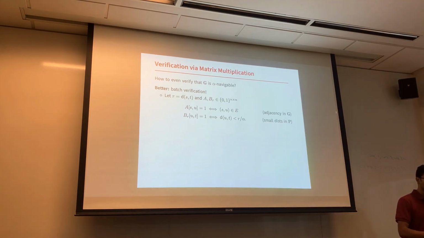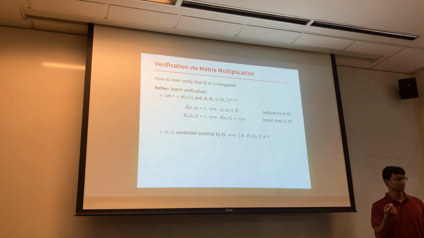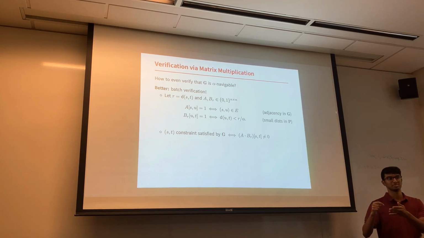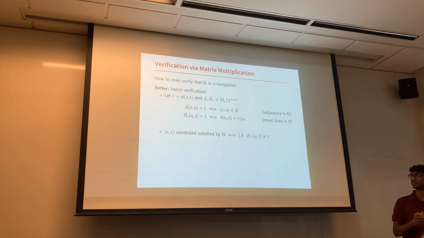Now, it turns out that the alpha navigability constraint from S to T is satisfied by our graph if and only if the matrix product between A and B sub R is non-zero at the entry ST. And this is because if you imagine writing out the matrix product, one of the terms is non-zero if and only if there's an edge that corresponds to a short distance. It's exactly the same condition as alpha navigability.